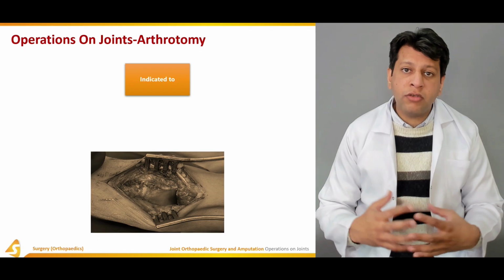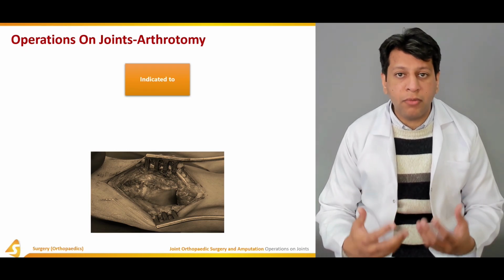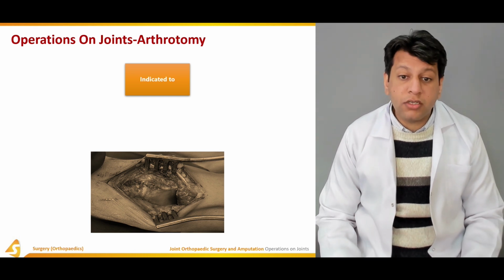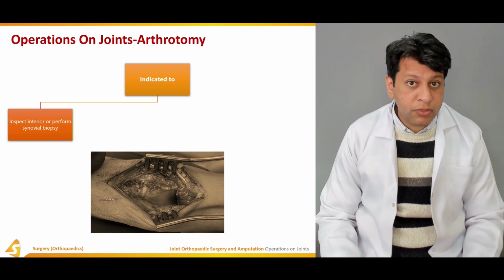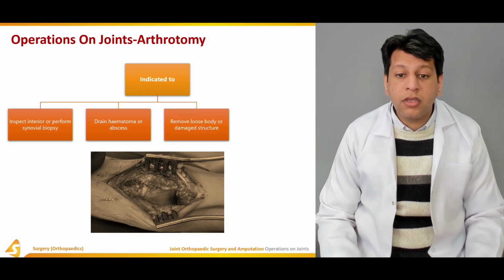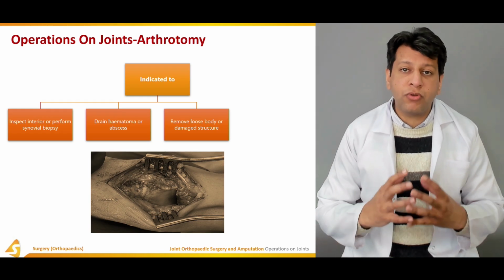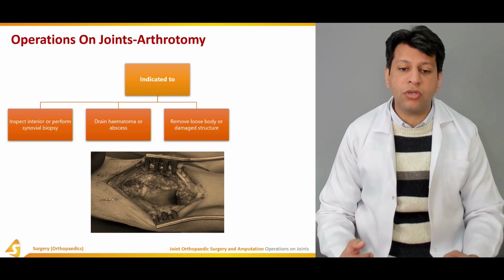Opening up of the joint to remove certain kind of infection, synovial pus, or any debris, doing the debridement of the joint is called arthrotomy. So it is indicated to inspect the interior or perform synovial biopsy, drain hematoma or abscess, remove loose bodies or damaged structures. As I told you, if you want to remove something from the joint, you have to open up the joint. Opening of the joint is termed as arthrotomy.